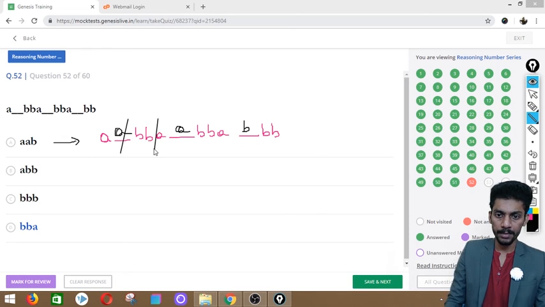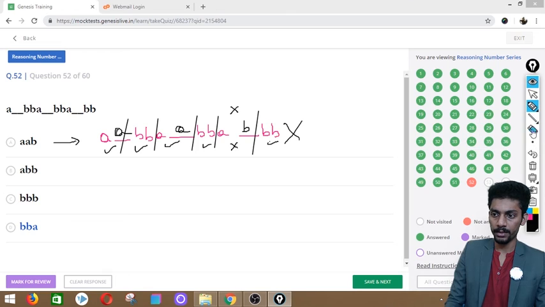AA, BB, AA, BB, AB and BB. This part it missed. Correct? AA was correct, BB was correct, AA was correct, BB was correct. This should have been A and A. This is not possible. So option 1 is not possible. Let's go with option 2.